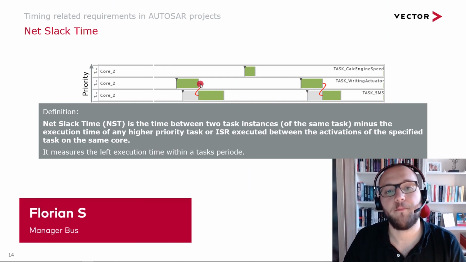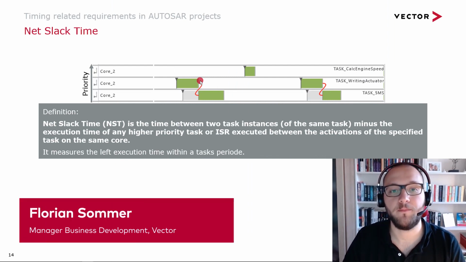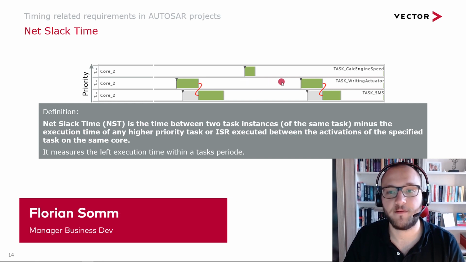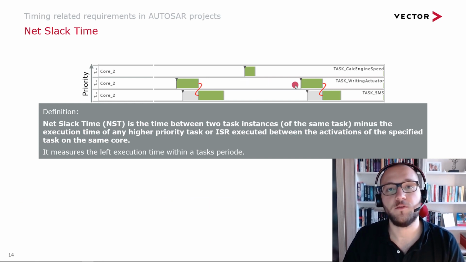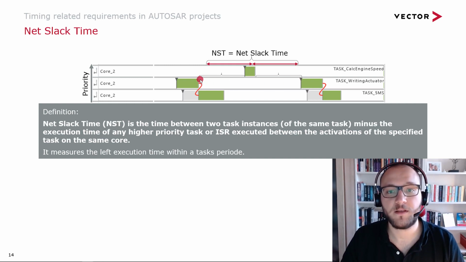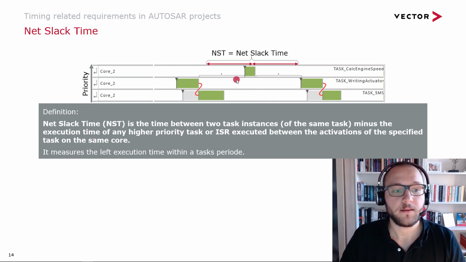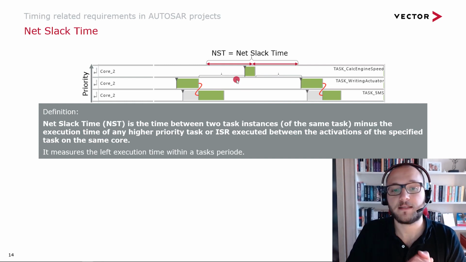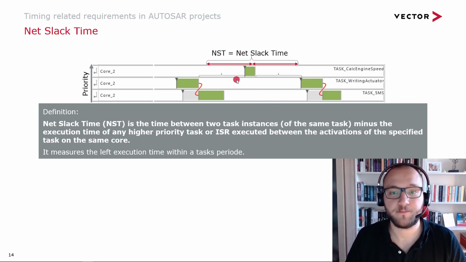We already know the slack time. The slack time was the time between the termination and the next activation of a task. Now, if you subtract from the slack time the time of the execution of any other task or ISR which has a higher priority than the task that you're looking at, you will get the net slack time. So the net slack time is the sum of these two time fields where no other task is running while our task is terminated. So it helps you to measure the leftover execution time within a task's period.